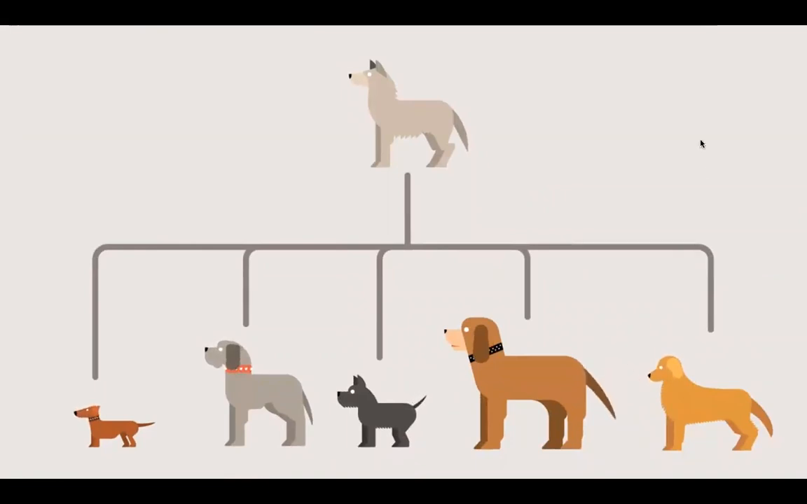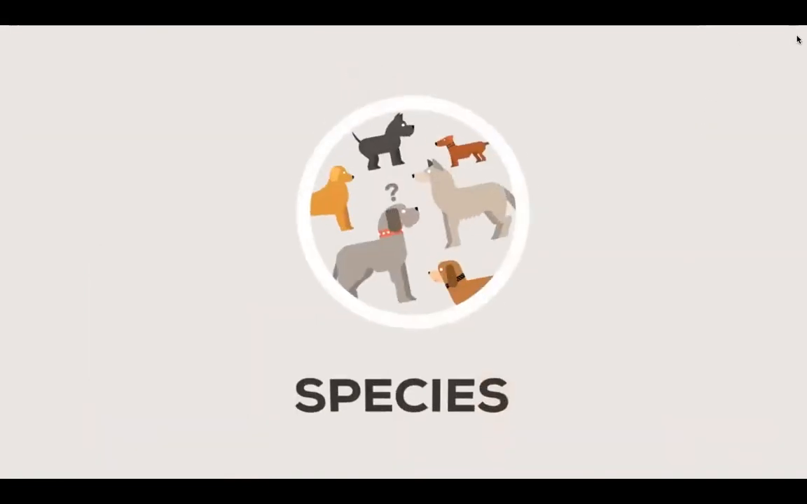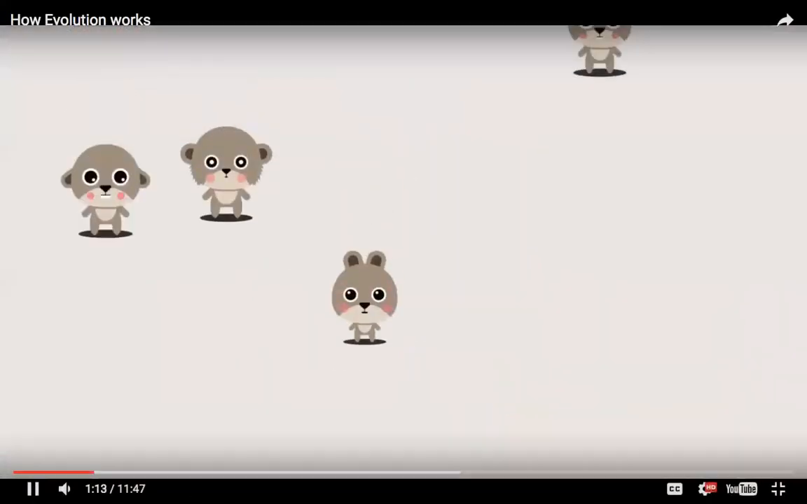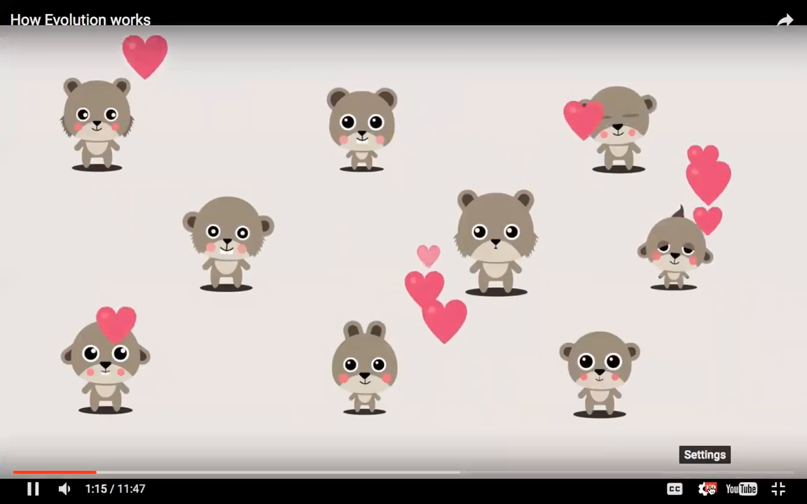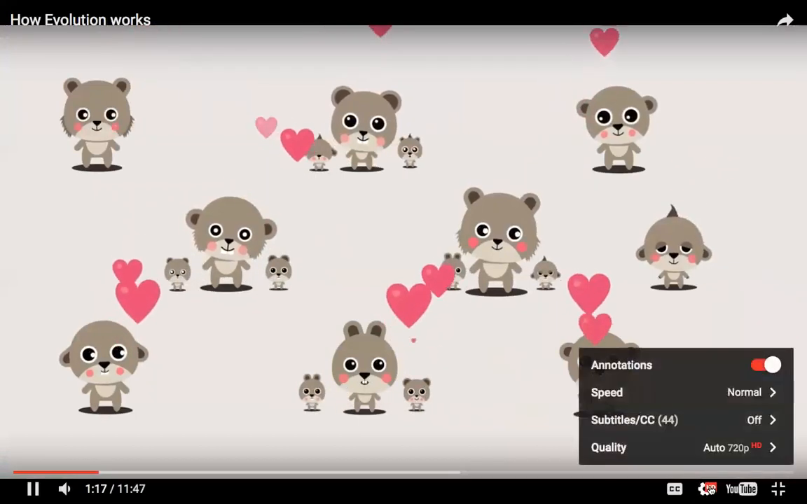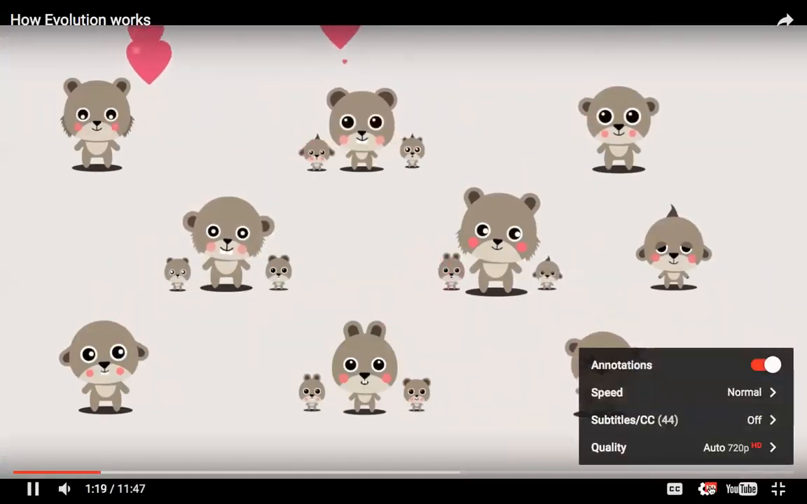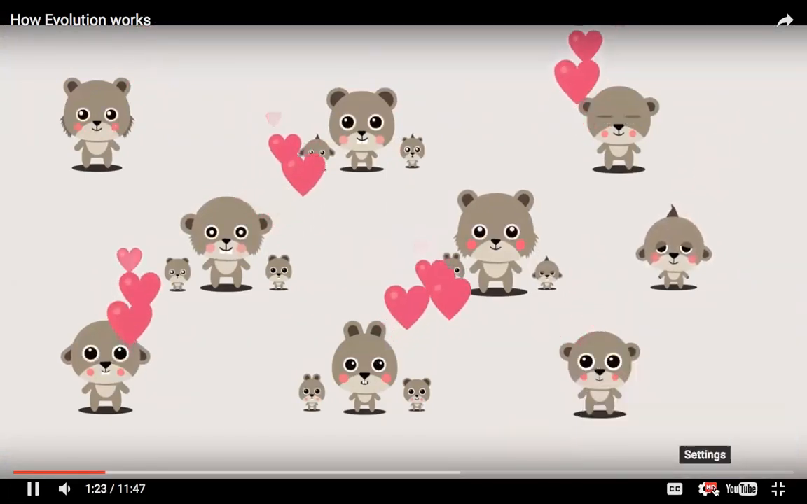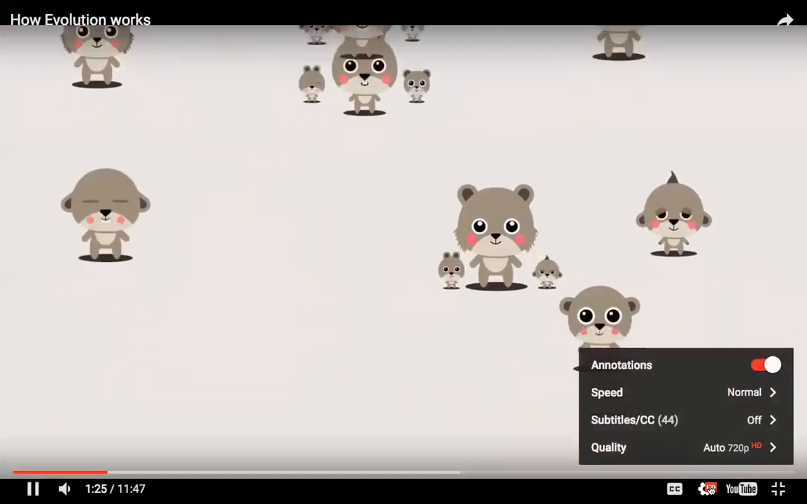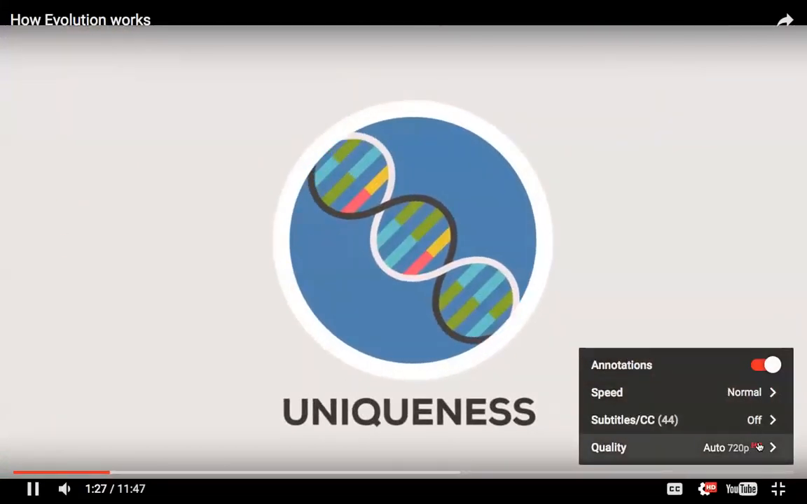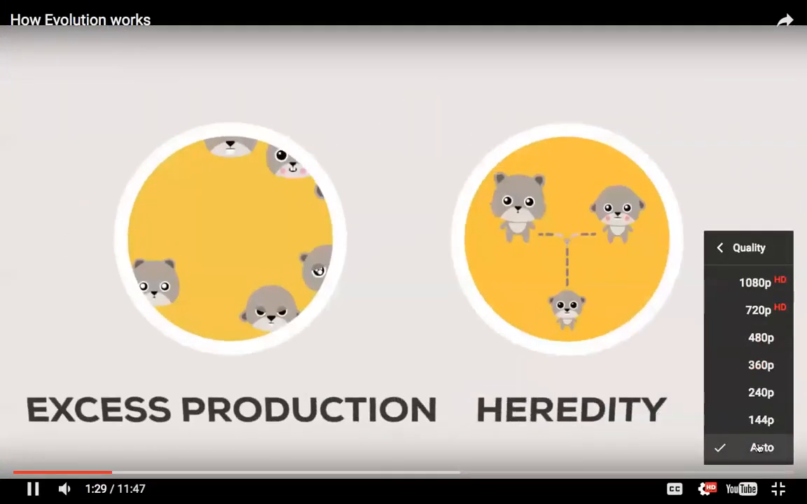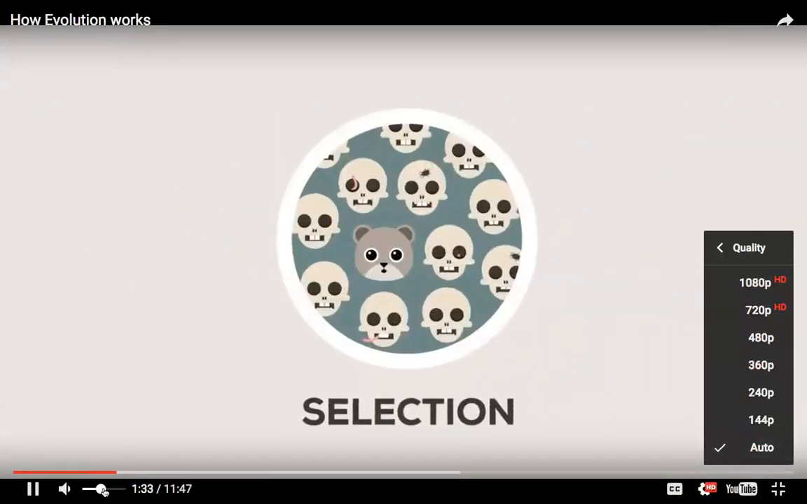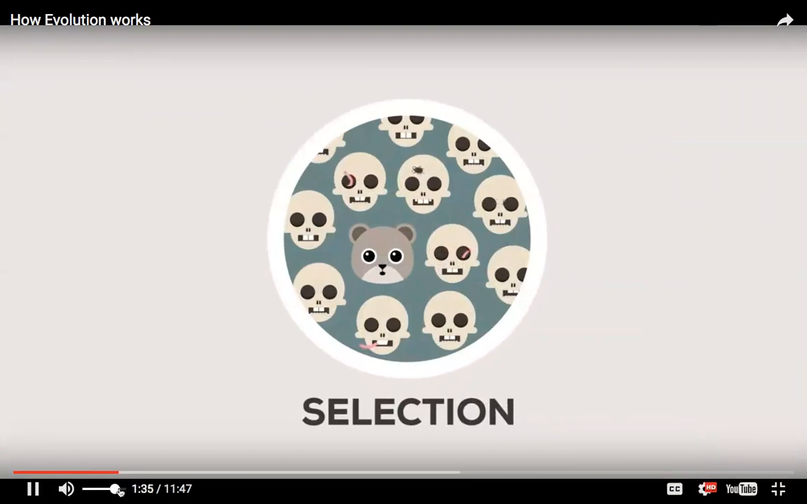But just a quick question. What exactly is a species? A species is a community of animals that is capable of producing offspring with one another, with those offspring also being capable of reproducing in turn. To understand this answer better, we need to take a closer look at the following points. The uniqueness of living creatures, guaranteed through the excess production of offspring and heredity. And, as a second key point, selection.